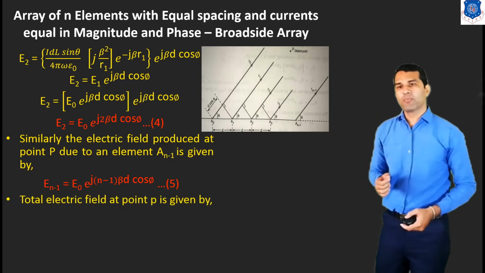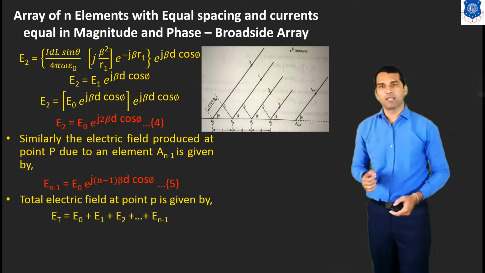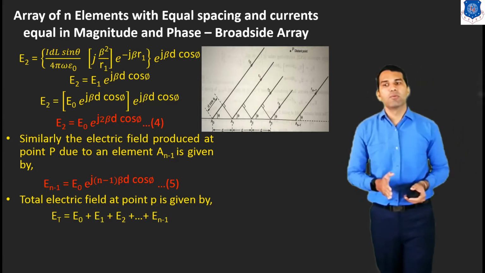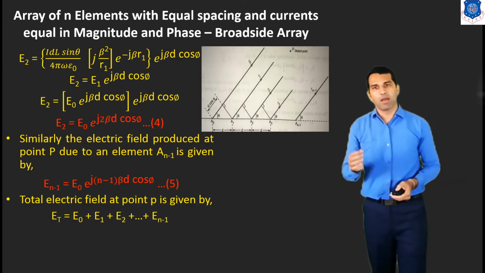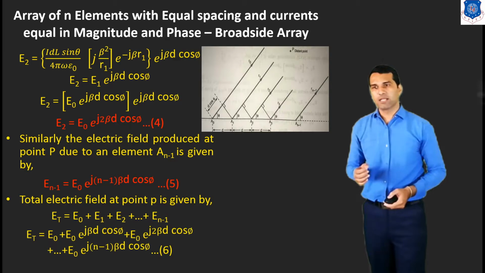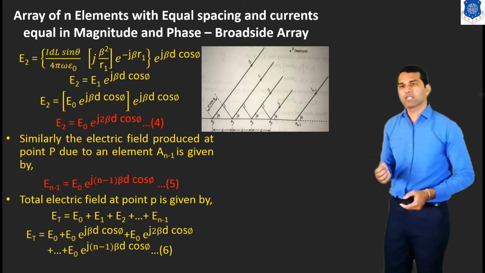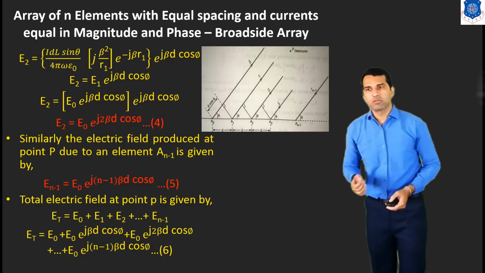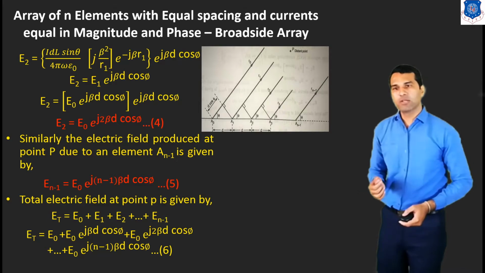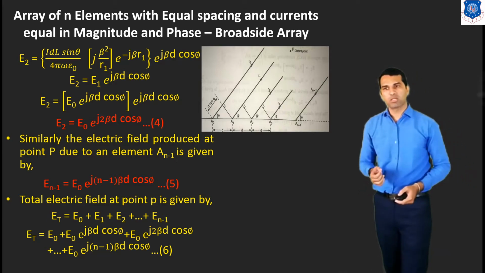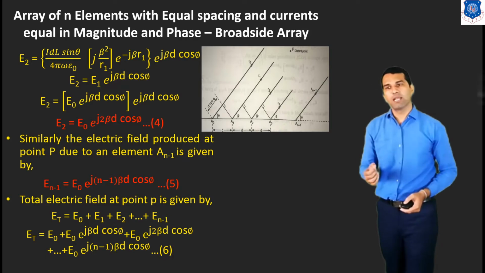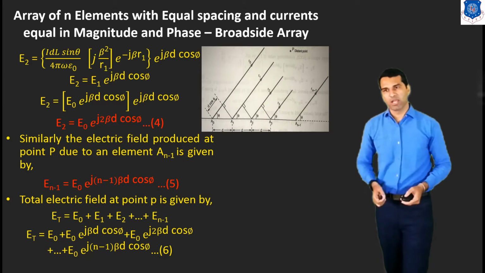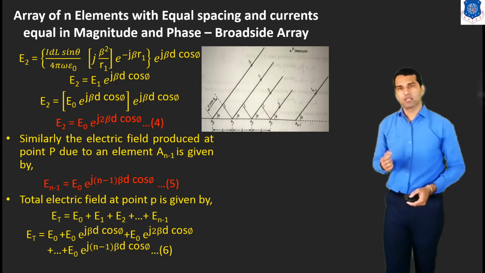The total electric field at the point P is the summation of the individual fields, so this is E0 plus E1 plus E2 up to En-1. Now we put the values. Et equals E0, plus E1, which we have proved is E0 e raised to j beta d cos phi, plus E2, which we have proved is E0 e raised to j beta d cos phi, and so on up to the n-th term, that means En-1, which is E0 e raised to j (n minus 1) beta d cos phi. We give this equation as equation number 6.